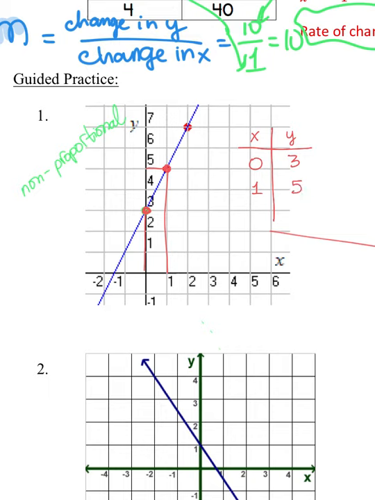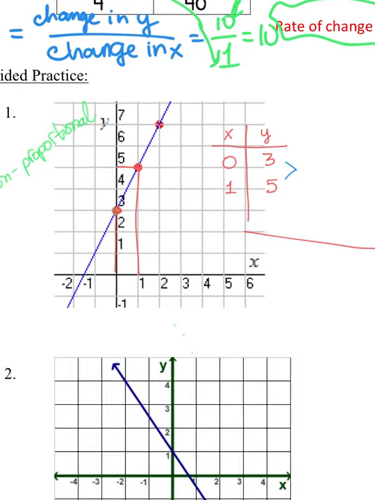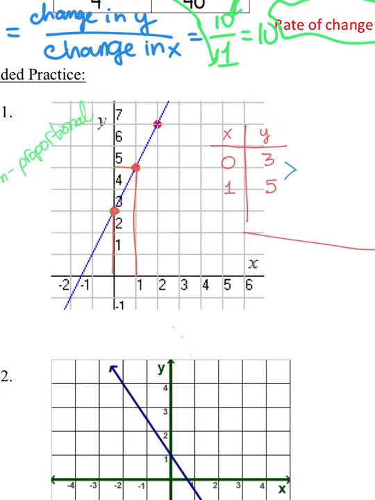Okay? And then we can find the change in Y and then the change in X. So change in Y is the difference between 3 and 5. 5 minus 3 is 2. So change in Y is 2. Okay, so I take 5 minus 3. So I will take 1 minus 0 to find the change in X, which is 1.